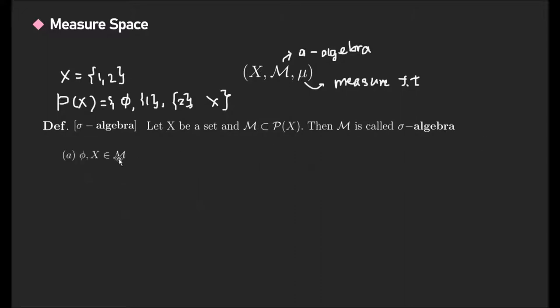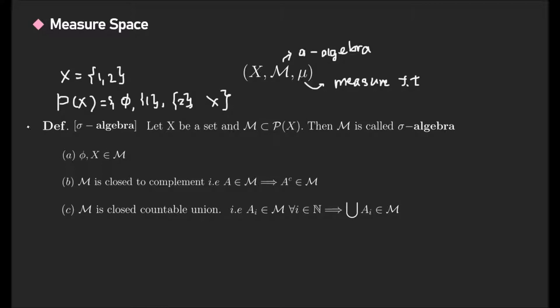The first condition is that the empty set and X are contained in M. The second property is that M is closed under complement. This means if A is an element of M, then its complement is also in M. And the last condition is that M is closed under countable union. This means if A_i is contained in M for all i in the natural numbers, then the union of the A_i is also contained in M. If these conditions are satisfied, then we can say this set M is called a sigma algebra.